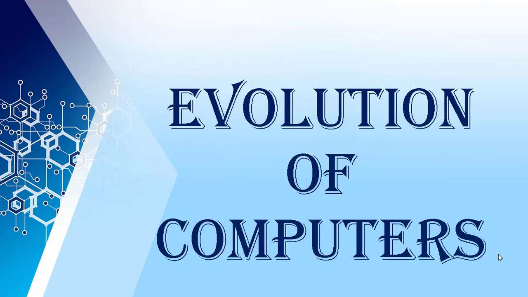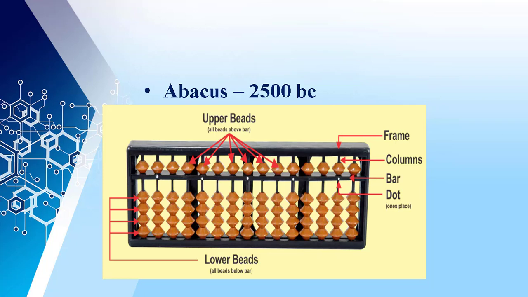Evolution of computers or history of computers. Early computing devices, we are going to learn about that. That is abacus. Abacus was the earliest calculating device, originated in China about 3000 years ago. It was mainly used for arithmetic calculation. You can see the image over here. This is an abacus and they were using this device mainly for arithmetic calculations, that is addition, subtraction.